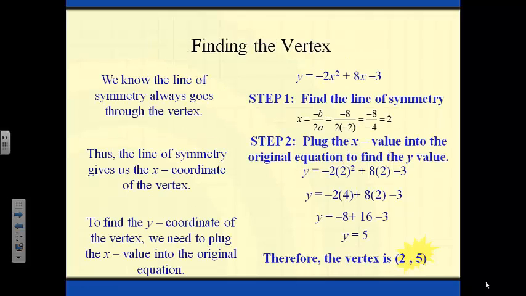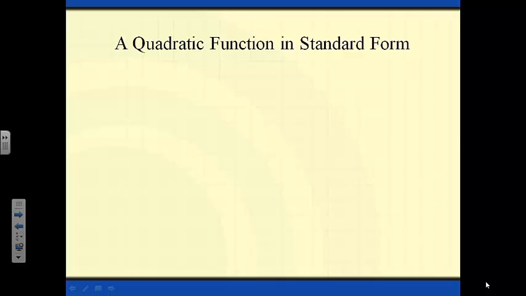To find the vertex, we know that the line of symmetry always goes through the vertex. So if you find the line of symmetry, it gives us the x-coordinate of the vertex. To find the y-coordinate, we just need to plug the x value back into the original equation. So finding the line of symmetry is always the first step. Step number 2, plug the x value back into the original equation to find the y value, and therefore you find the vertex. All right, so step 1, axis of symmetry. Step 2, find the y value so you have the vertex.